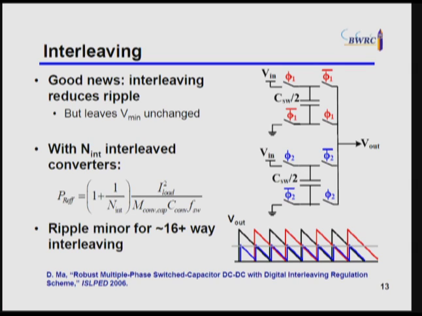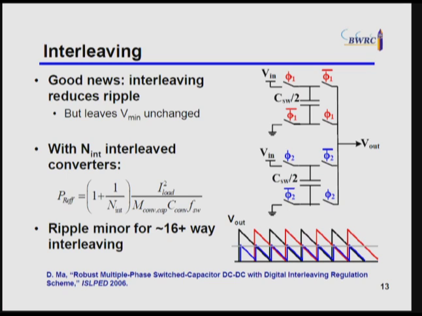So what's really nice about this is that it doesn't actually change anything about what that minimum voltage is, because if you think about it, I still have the same net amount of capacitance and the same net amount of charge flowing out of it. The only thing I do is just reduce this ripple at the output, okay?